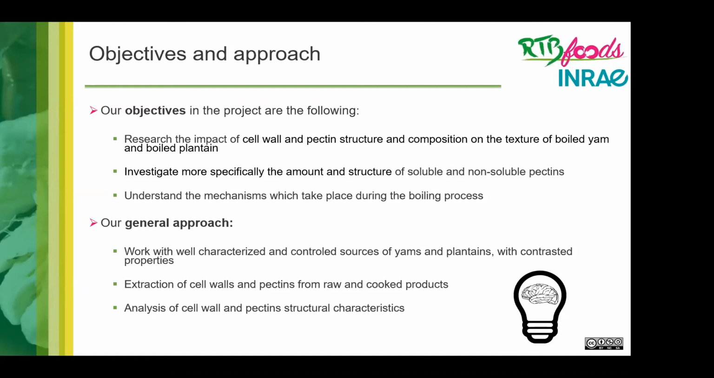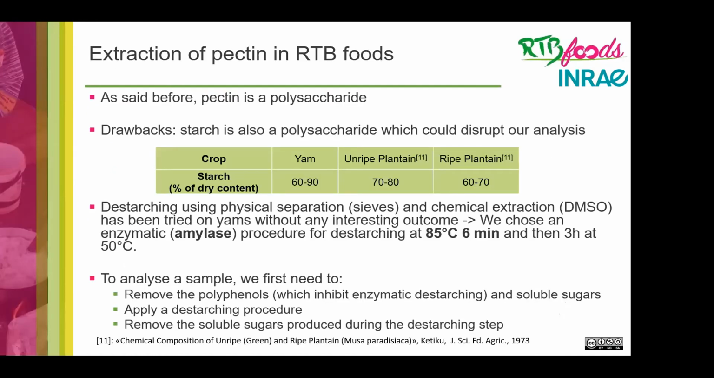To do so, we have chosen to work with well-characterized, controlled sources of yam and plantains with contrasted properties as much as possible. We do not have an analysis method which would allow us to do an analysis on raw food without any preparation, so we need an extraction step of cell walls from all products. And finally, we would like to analyze the cell walls and the pectin structural characteristics.